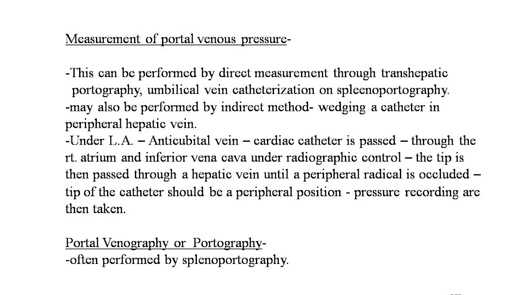Under local anesthesia, an antecubital vein cardiac catheter is passed through the right atrium and inferior vena cava. Under radiographic control, the tip is then passed through the hepatic vein until a peripheral radicle is occluded. The tip of the catheter should be in a peripheral position and pressure recordings are then taken. This is the method of measurement of the portal venous pressure. Portal venography or portography is often performed by splenoportography.